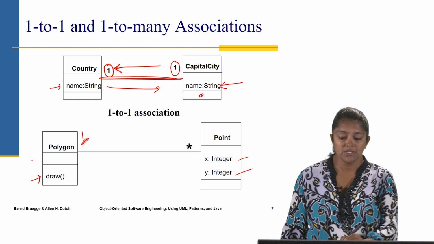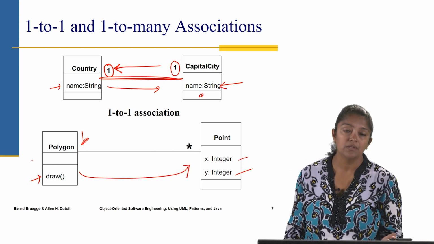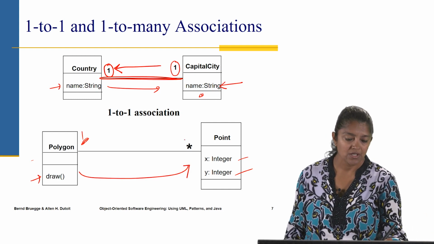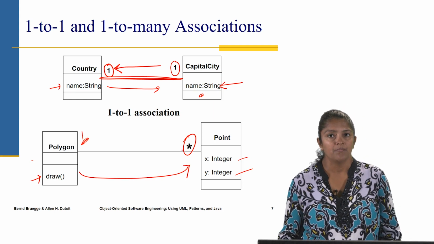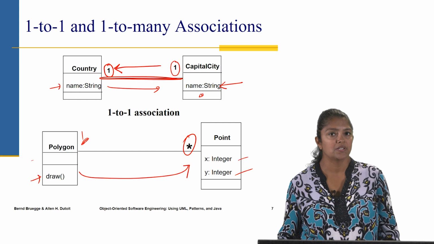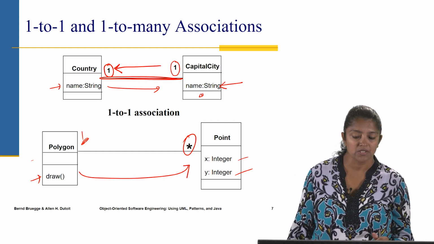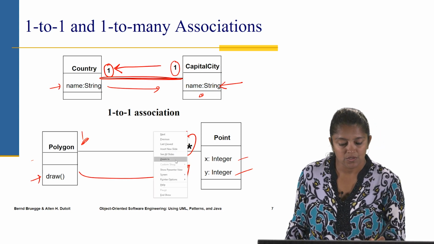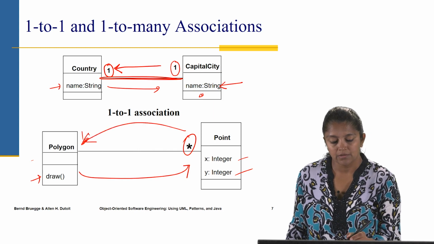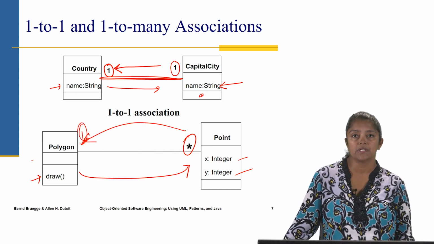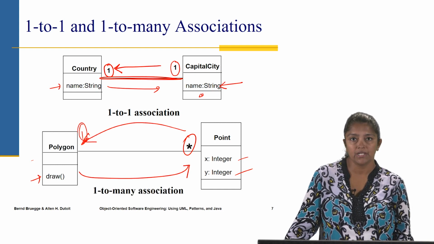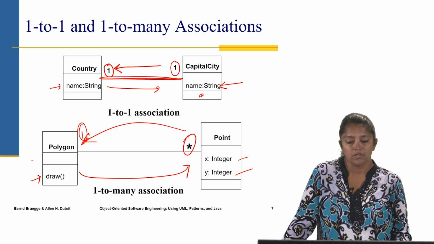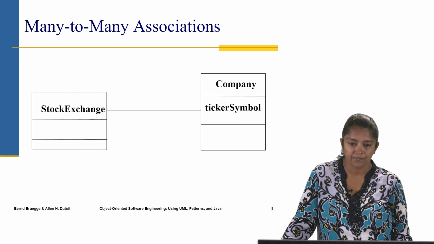What this means is an instance of polygon can have many points, so it can be associated with many point instances. That's what the star on the right-hand side means. The polygon can reference many point objects. On the other side, any instance of point can be associated with exactly one polygon. That's what the 1 on the left-hand side means. And like I said, when nothing is specified, the multiplicity is 1 by default. So this is a one-to-many association.